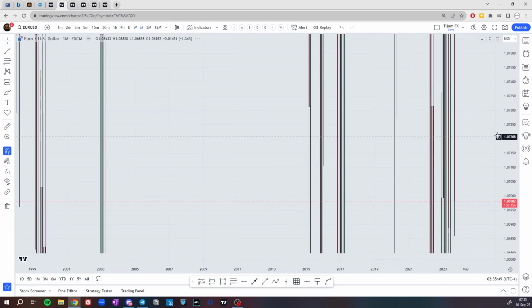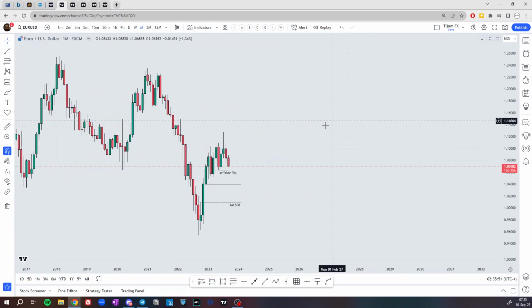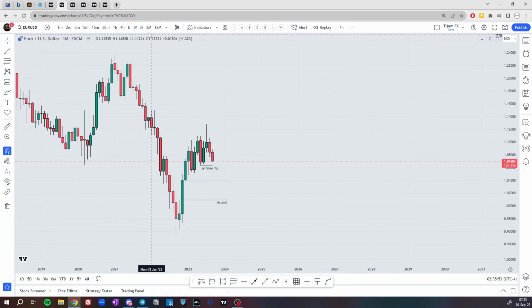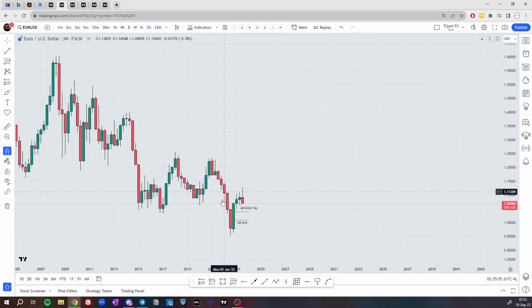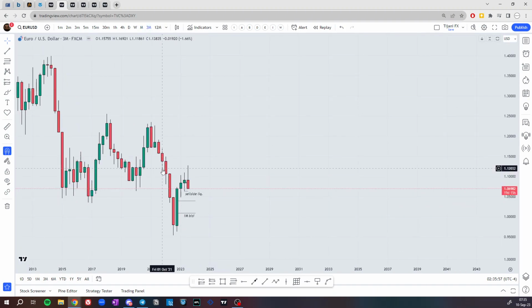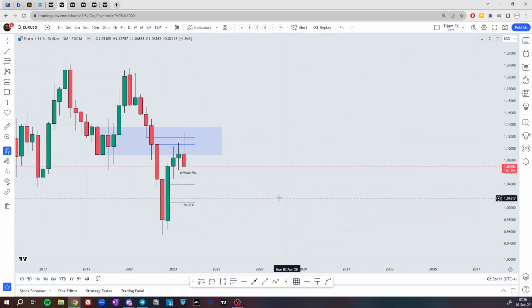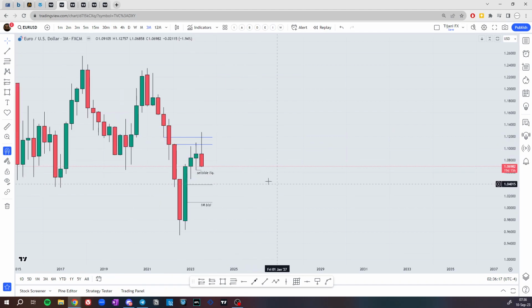So on Euro USD, what we see from the monthly time frame, or the quarterly time frame, we see price has filled this fair value gap here, the 3-month bearish breaker. You see price has filled that, then it is targeting the previous quarterly low.